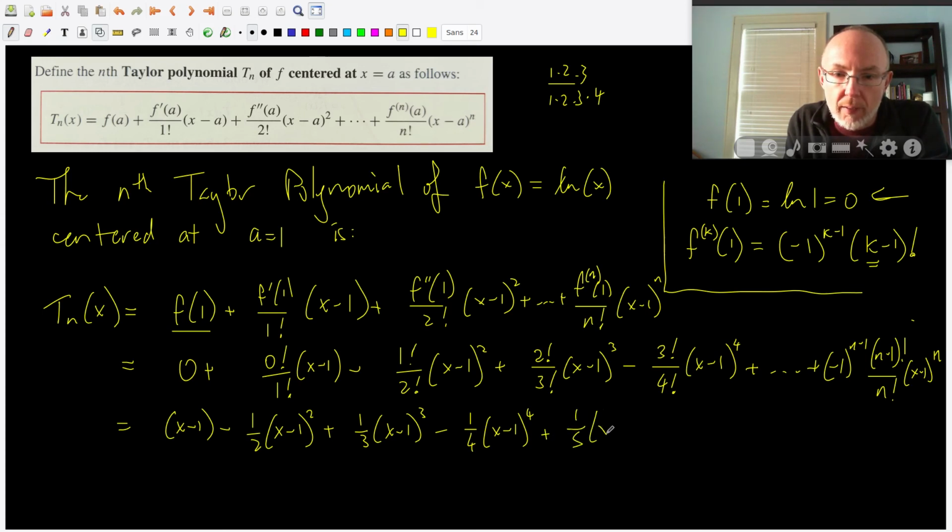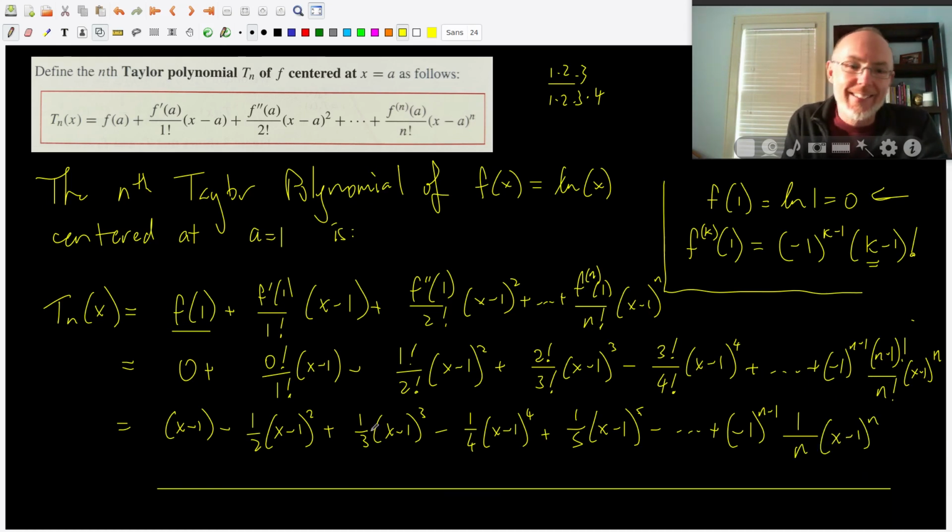The next one must be a fifth, x minus 1 to the 5. And then subtract, dot, dot, dot. The last one, again, we don't know whether it's positive or negative, but we do know that it leaves 1 over n as the value, x minus 1 to the power of n. And then there is our nth degree polynomial that is an approximation to the natural log.